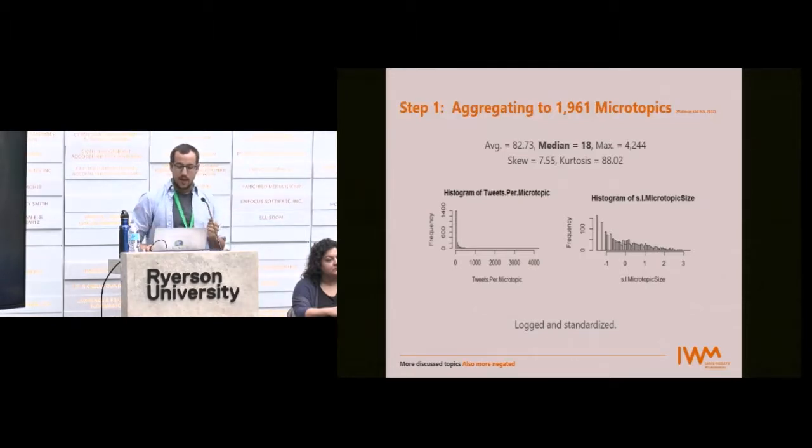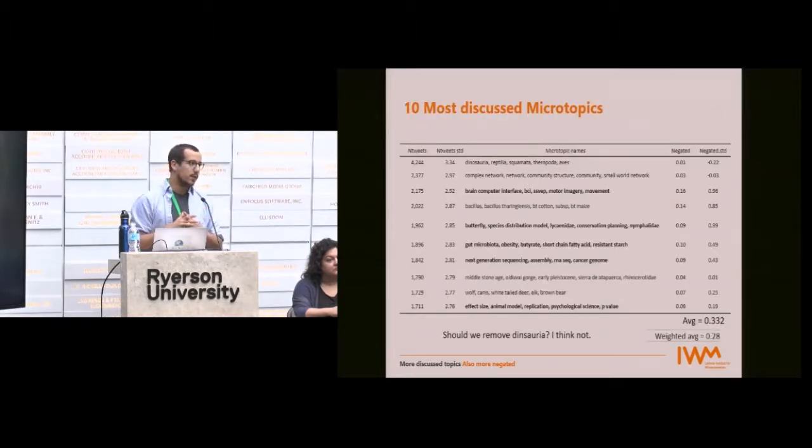Yeah, I don't think that we'll get too much into the top 10 most discussed microtopics. They are things like dinosaurs, brain-computer interfaces, bacteria, butterfly conservation, obesity, gene sequencing, and effect sizes, replications, this sort of stuff. The important part here is not necessarily how many tweets. These are the most discussed topics.